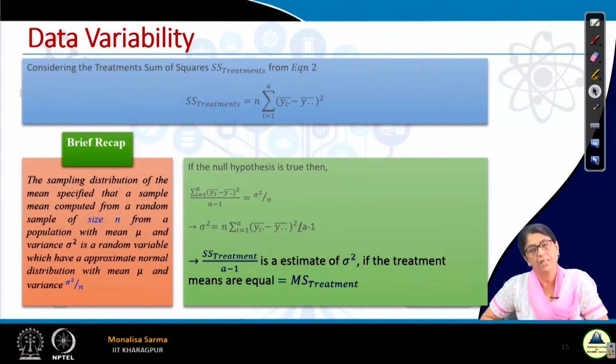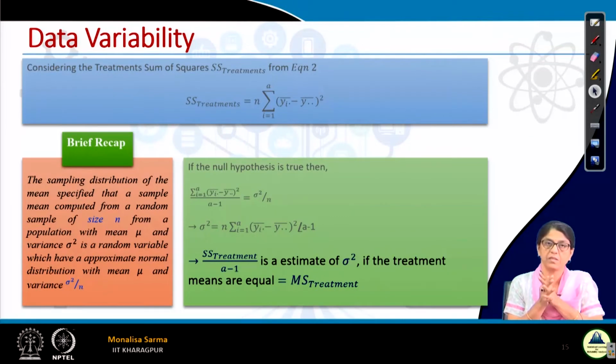So if the treatment means are equal, I have considered the null hypothesis. If all the treatment means are equal, then I have got this. If all the treatment means are equal, that means there is no change, there is no effect of the factor. If all the treatment means are equal, then my estimate of sigma square is this value, SS treatment by A minus 1.